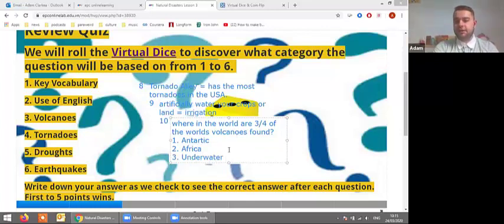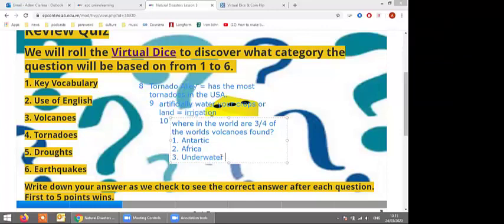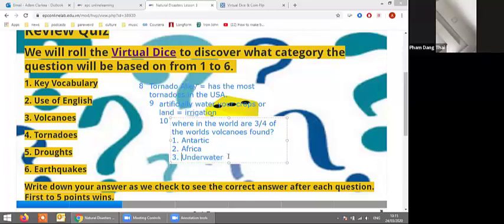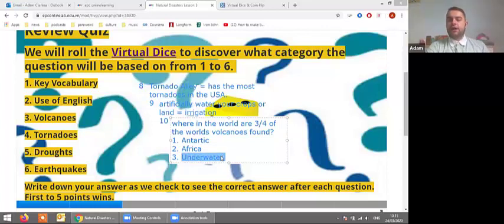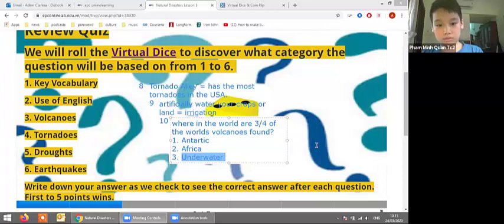So where do we think? Underwater. Underwater, correct. 3/4 of the world's volcanoes are found underwater. So well done if you've got underwater there. So let's move on from our quiz.